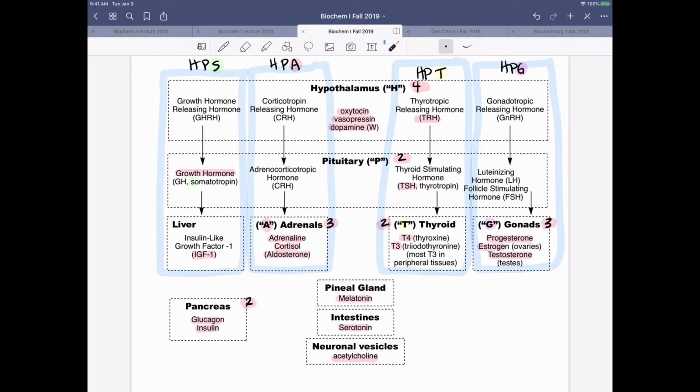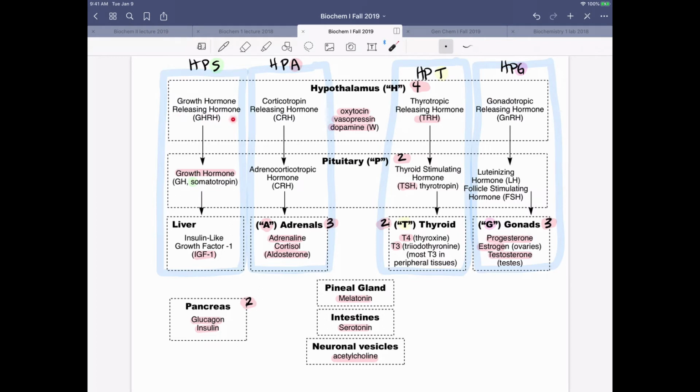So oxytocin and vasopressin are 2 small peptides that are produced in the hypothalamus. And then dopamine is derived from tryptophan, which is why there's a W there. But these, again, are in the hypothalamus. And then we also have corticotropin-releasing hormone.